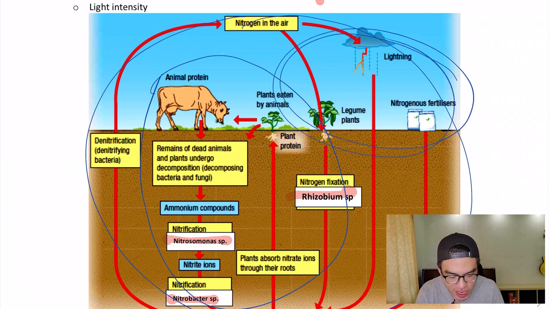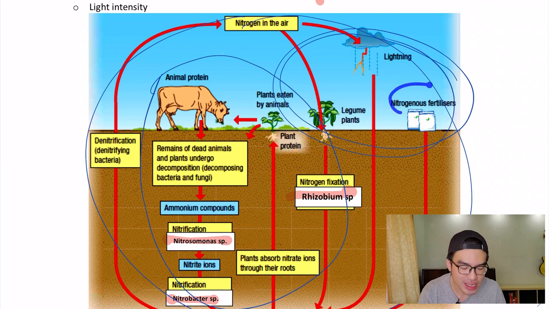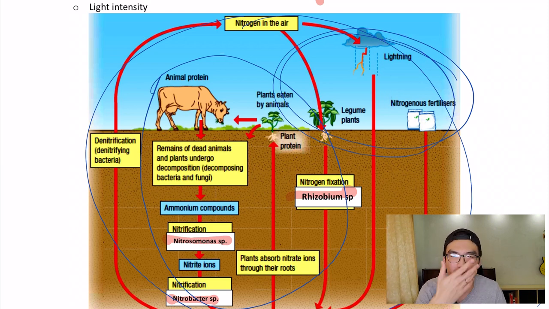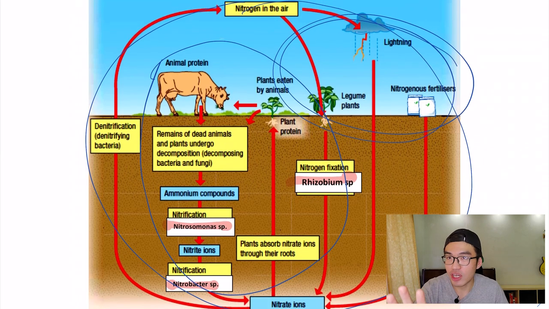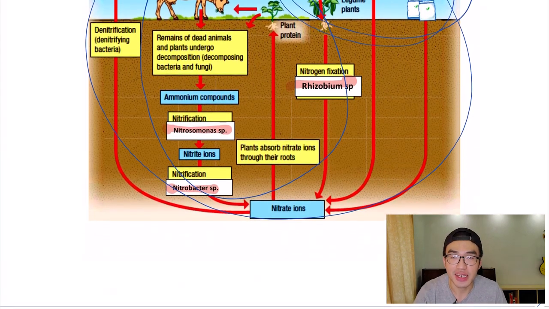First being a legume plant, such as peanut. Second being lightning. Third being fertilizer. Of course, fertilizer is an artificial way. Pay more attention to the nitrogen cycle, because they will ask this in the essay again.